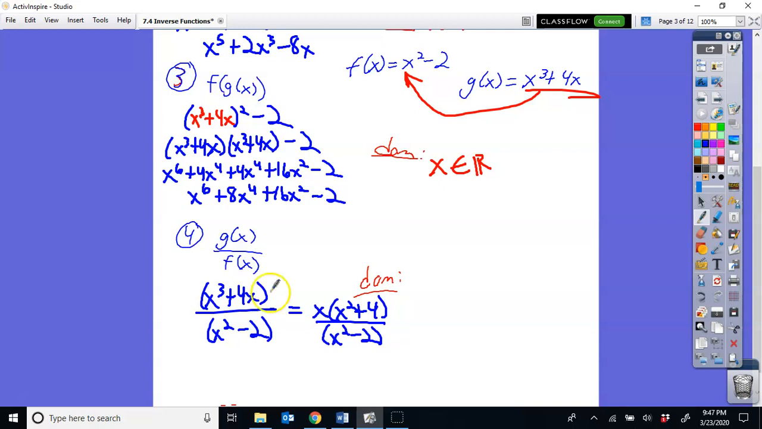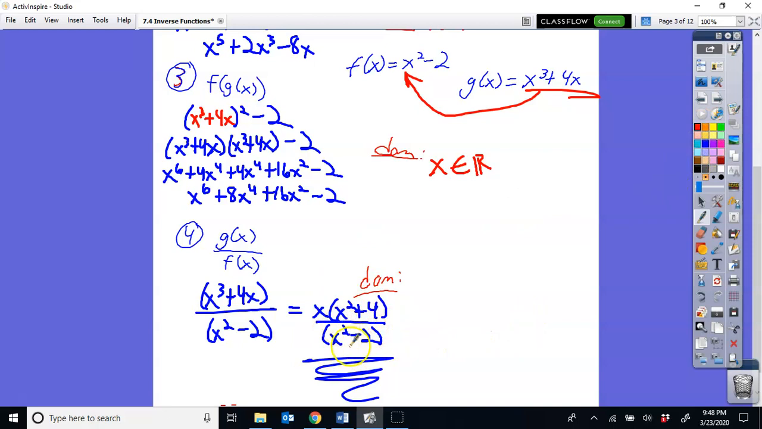So there's nothing that cancels out here, so this is simplified. And we're going to talk about that in a lot more detail when we get into the chapter on rational functions. The domain, though, is critical to pay attention to when it comes to a fraction like this.